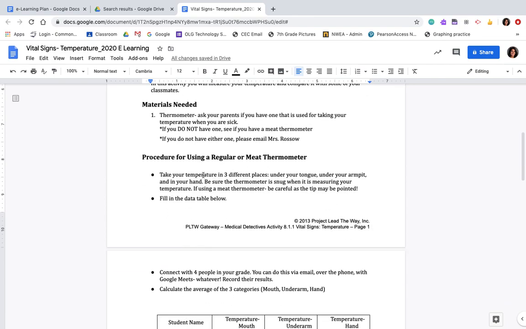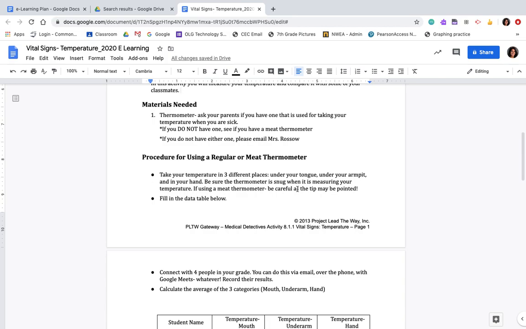Here's what you're going to do. You're going to take your temperature in 3 different places on your body. The first one is under your tongue. The second one is under your armpit. And the third one is in your hand, just holding it. So your hand will be in a fist and the thermometer will be in there.